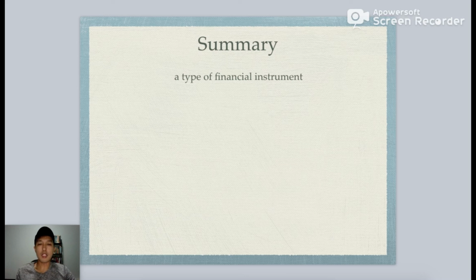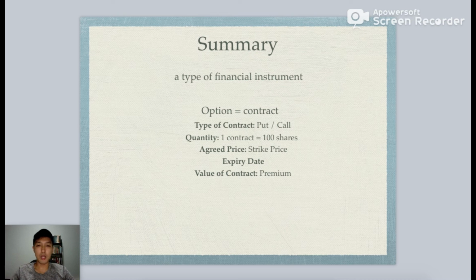Alright, okay, so just a quick summary. Why do people do option investing? Because they want to use options as a form of financial instrument to help them. Option, just like any contract, has terms and conditions. Mainly looking at the type of contract, which is put or call, and the quantity. One contract always refers to 100 shares, right? There's always a strike price, or what we call the agreed price on the contract itself that we take reference from. And every contract always has an expiry, right? Because no contract runs forever. For an option contract, there's always an expiry, and for every option, there's always a value to it, which we call the premium.